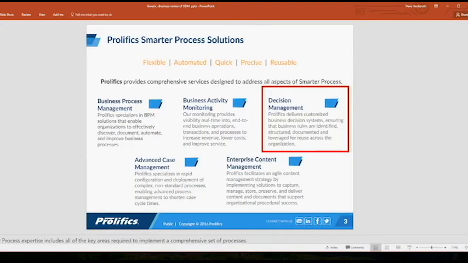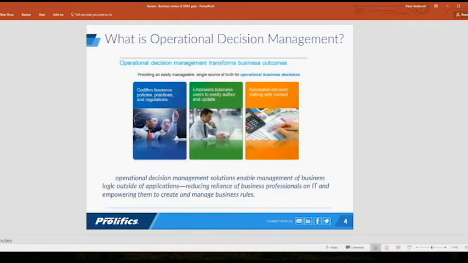So just in an attempt to help us focus a little bit, let me take you through the Prolifics Smarter Process solution suite. And I just want to focus your attention on the fact that today we're talking about decision management. I know we've talked about many of these solution suites in past tech talks, but I want to hone you in. I want to filter us down into this area of decision management. And some on the call today might be wondering, well, what is operational decision management? And it's really all about managing business decisions, right?